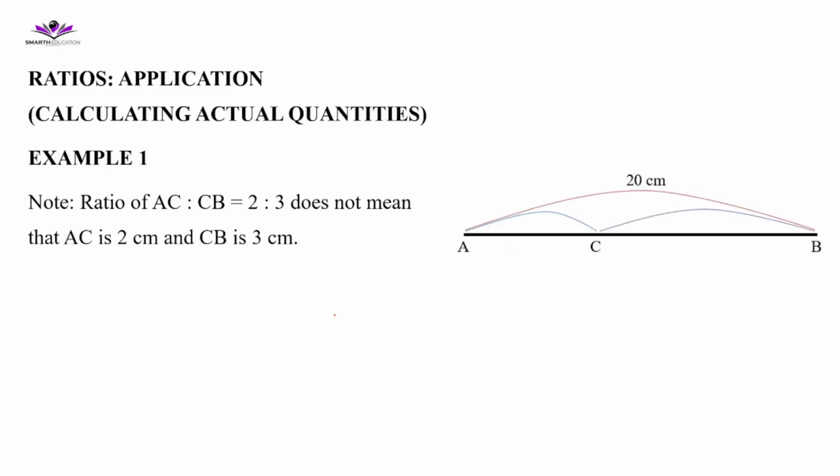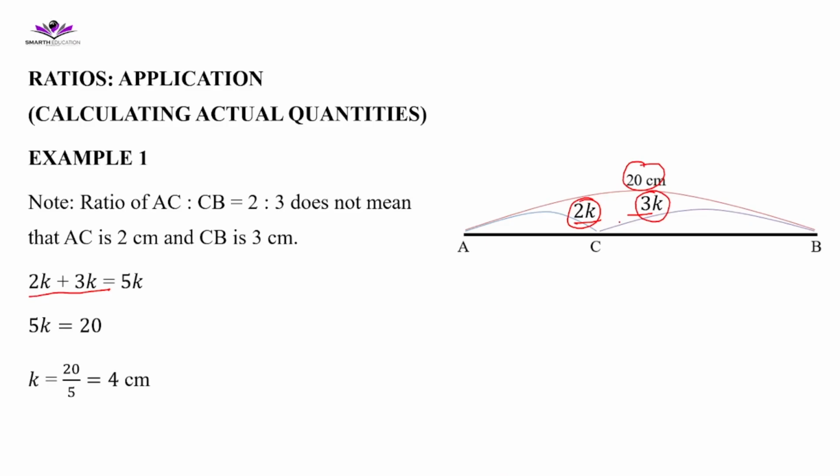We can introduce the variable. For AC we say 2k, and for CB we say 3k. If we add these two, 2k plus 3k, they must be equal to the 20 centimeters. And then what is k? We divide both sides by 5, and we get that k is equal to 4. So now we know that AC is going to be 2 times 4, and CB is going to be 3 times 4. Then we can get the actual lengths like that.